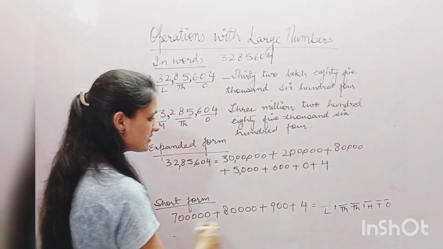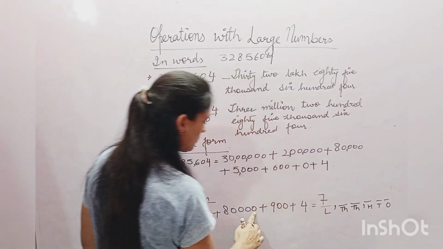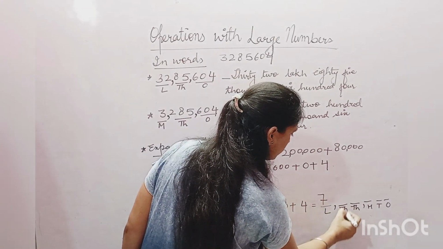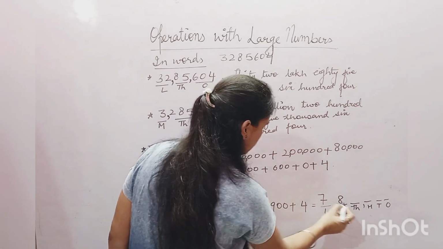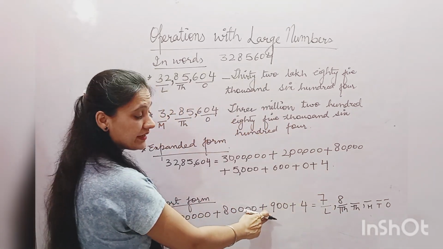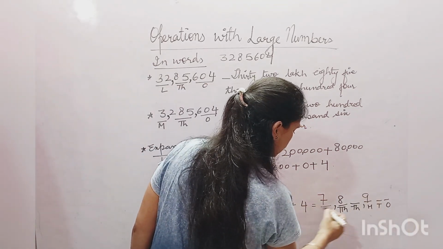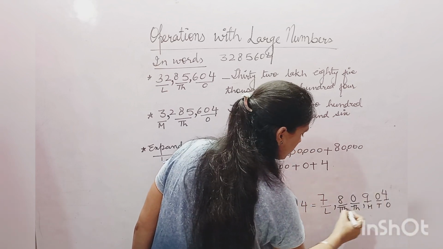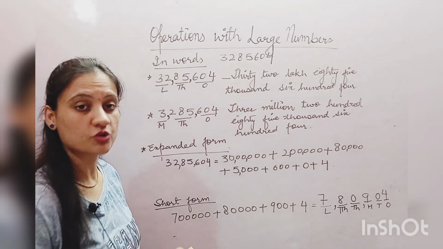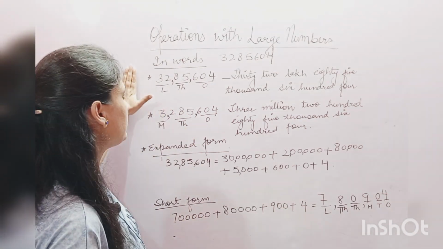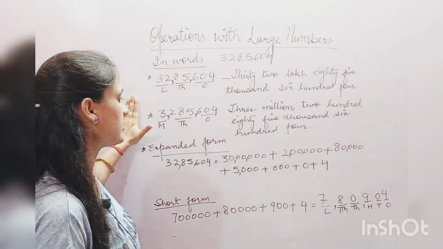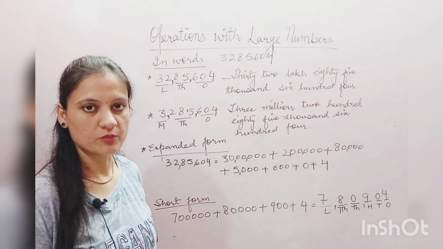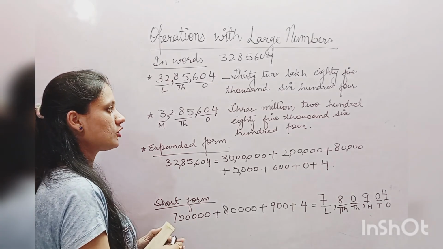Okay, so here 7 is at lakhs place, 1s, 10s, 100, 1000, 10,000. 8 is at 10,000 place, 1s, 10s, 100. 9 is at 100 place, and 4 is at 1's place. So whatever places are left, we put 0. This is how we write down in the short form. Clear? I hope you understood how to write down the Indian and international system in words, expanded form, and then short form.